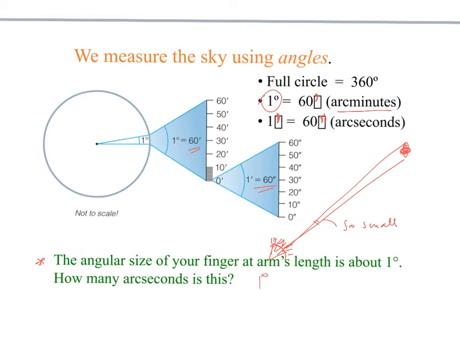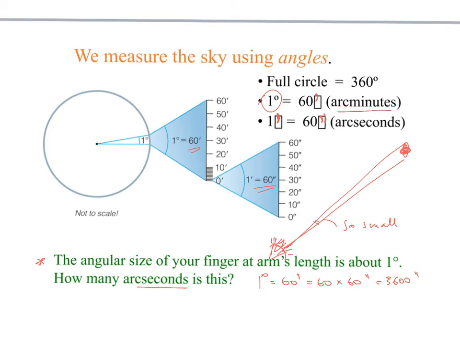You're going to have a few exercises on Mastering Astronomy that help you go back and forth between degrees, arc minutes, and arc seconds. So we have 1 degree is going to be 60 arc minutes, but each arc minute has 60 arc seconds, and so the total arc seconds is going to be 3600 for 1 degree.